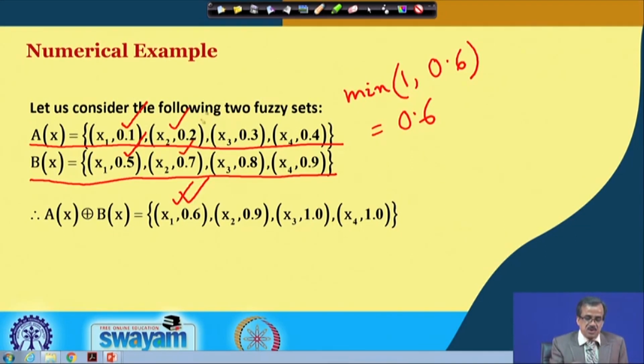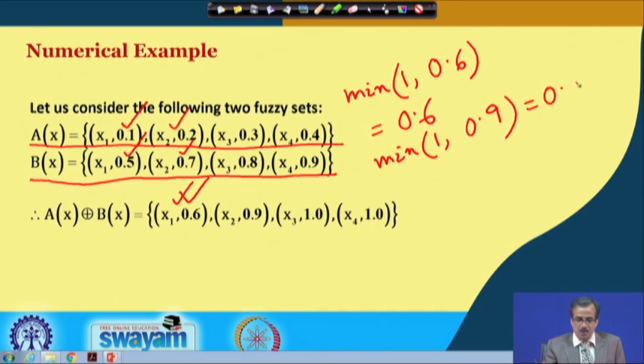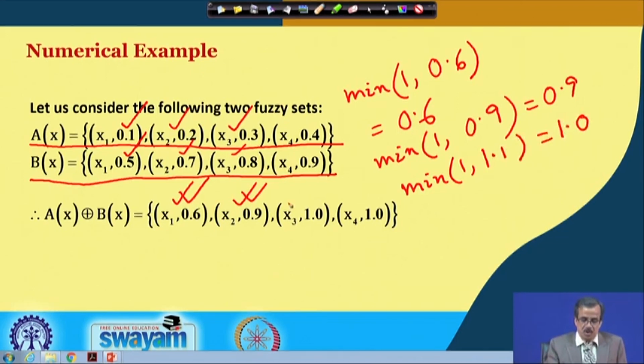Similarly, corresponding to x2, it is the minimum between 1 and 0.2 plus 0.7, which is 0.9, and the minimum is 0.9. So, corresponding to x2, you write the membership value as 0.9. Following the same procedure for x3, this becomes the minimum between 1 and 0.3 plus 0.8. This is 1.1, and the minimum is 1.0. So, here you write 1.0.